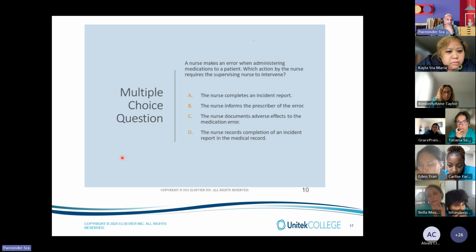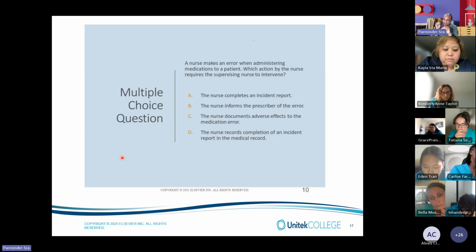The majority, except a couple who said B, you answered D, which is the correct choice. A nurse makes an error when administering medication to a patient. Which action by the nurse requires the supervising nurse to intervene? It means the nurse is doing something they're not supposed to do.